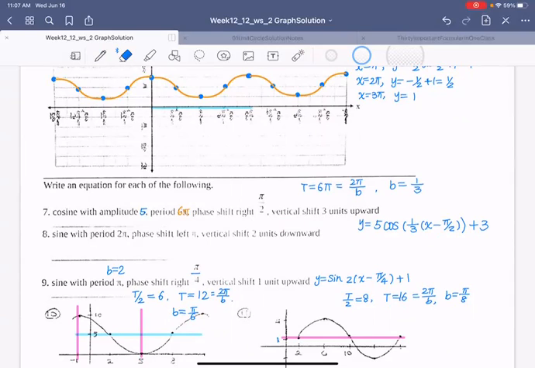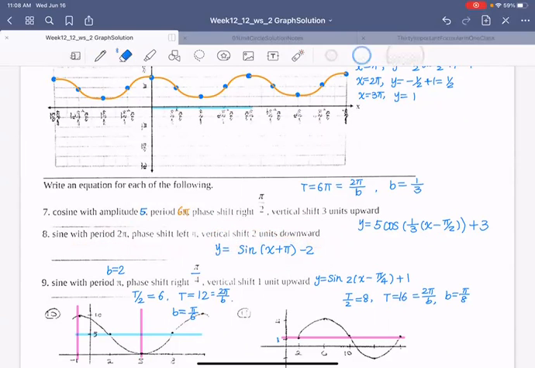So y equals sine (x plus pi) minus 2. Very good. The reason is because here the period is 2 pi, so b is 1. So we don't worry about it here. And they didn't say anything, so the amplitude by default is 1. Okay.